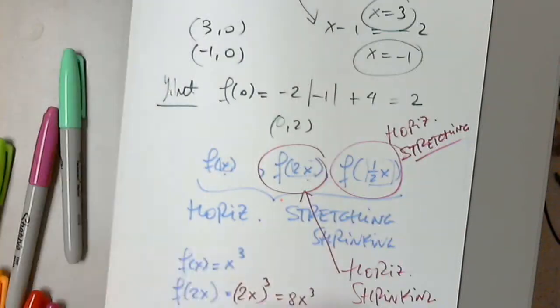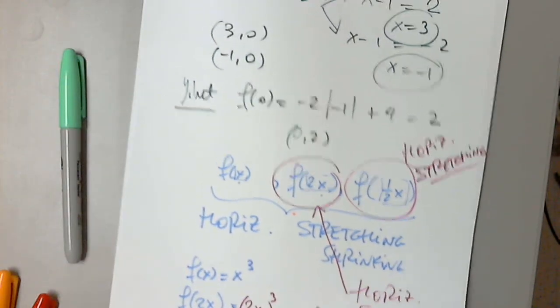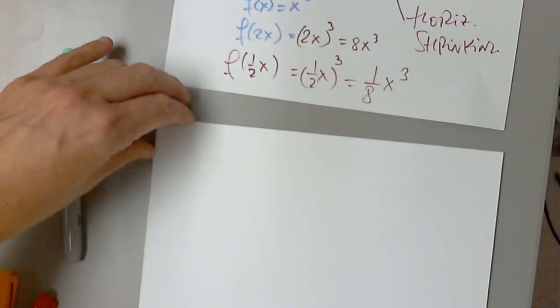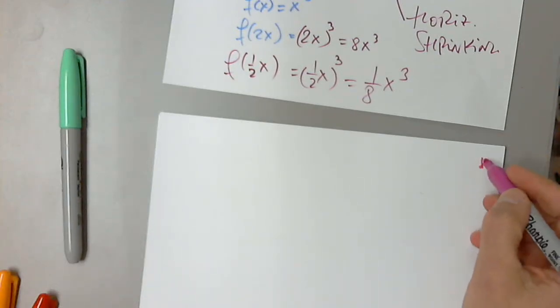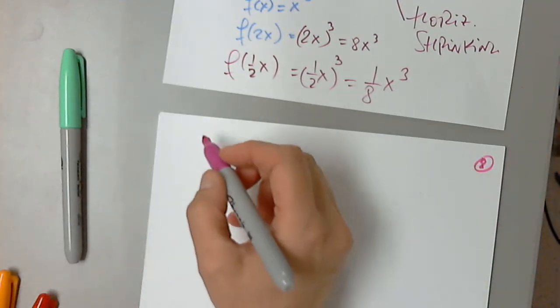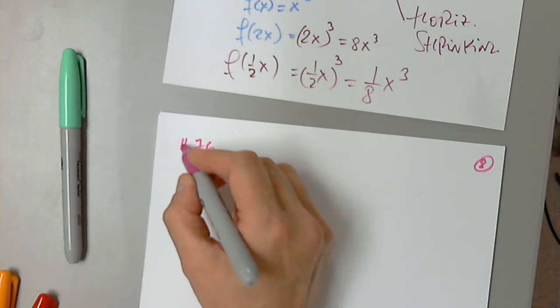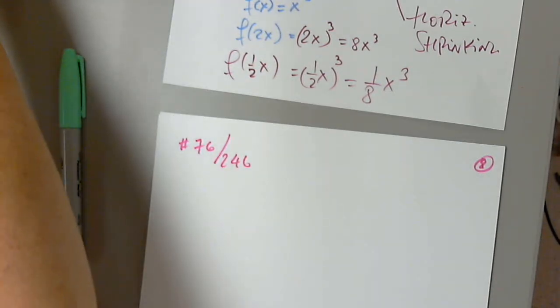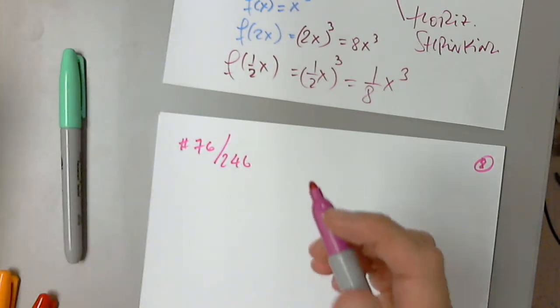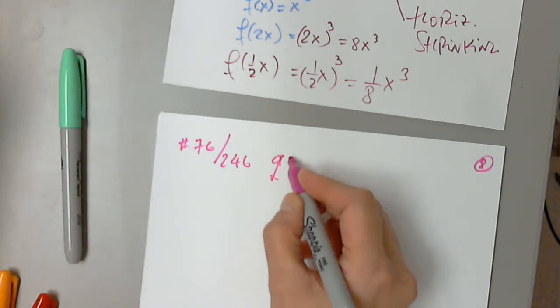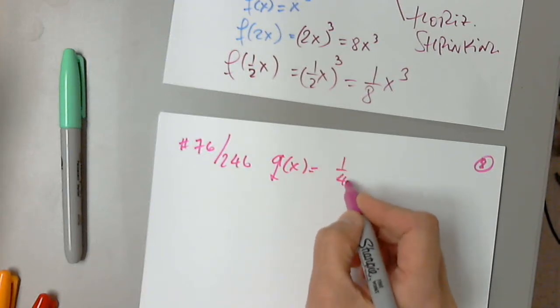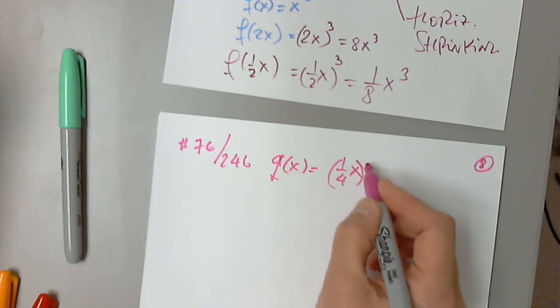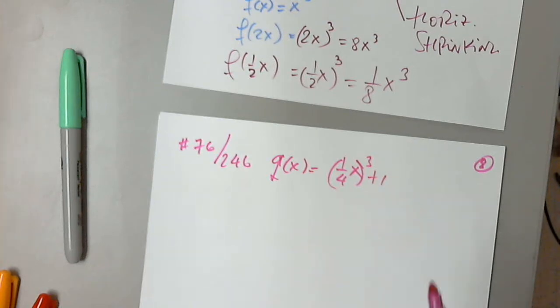So let's take a look at 76. And then I think we can put transformations to rest, I hope. Okay, 76, and this is on page 246. So this is q of x equals 1/4 x to the third, plus 1. Here we're asked to talk about it.